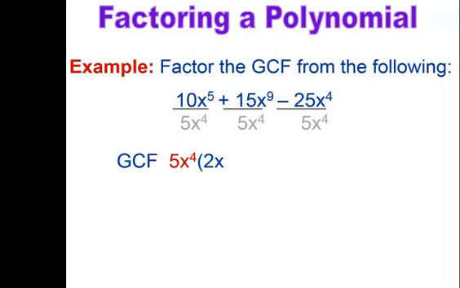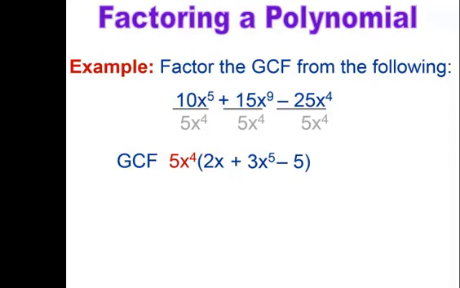So you're left with 2x. And then you go 15x to the ninth divided by 5x to the fourth. You should get plus 3x to the fifth. Don't forget to bring the appropriate sign with it. It's plus 3x to the fifth. And then lastly, you divide the last term, and notice here, x to the fourth over x to the fourth will cancel out. So you're left with minus 5.